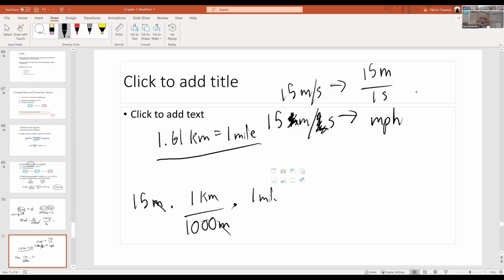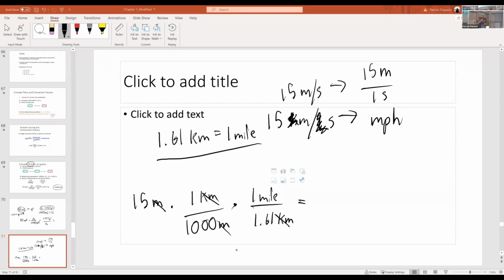1 mile equals 1.61 kilometers. Kilometers will cancel in numerator and denominator, and you'll get a number. Does that make sense in terms of the process? Make sense? Okay. All right, so then the next one, someone can calculate this number for me.